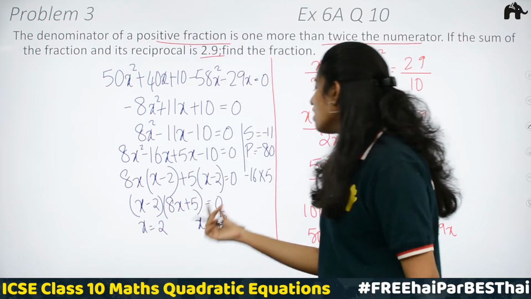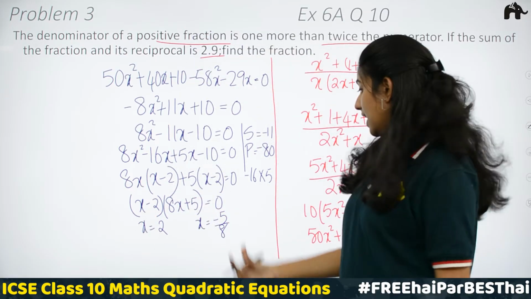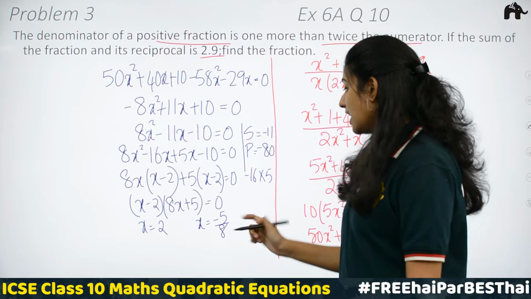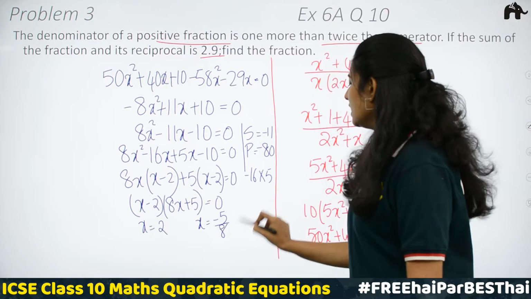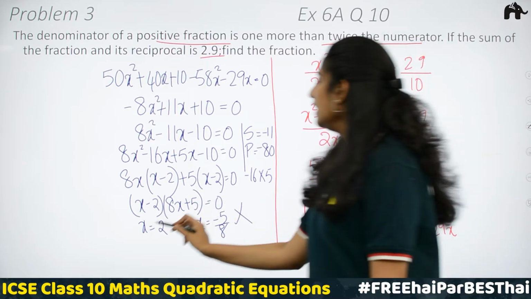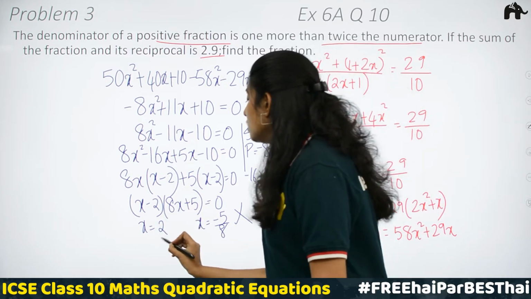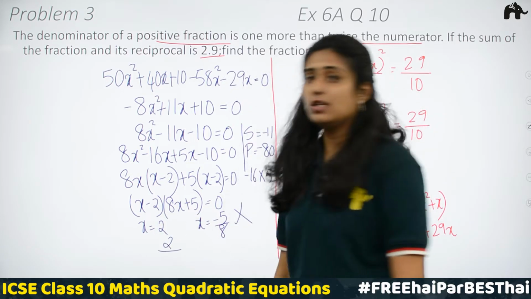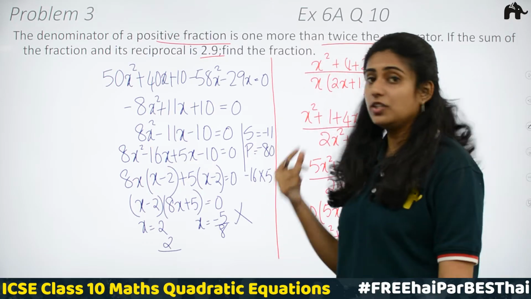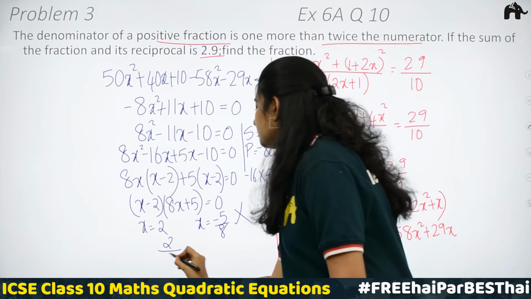X should be 2 or x should be minus 5 by 8. Then what are the fractions? Here this is already a fraction. Therefore, we can neglect this value. If you take the value of x as 2 as the numerator, then what is the denominator? Denominator will be 2x plus 1. 2 into 2 plus 1, that is 5.